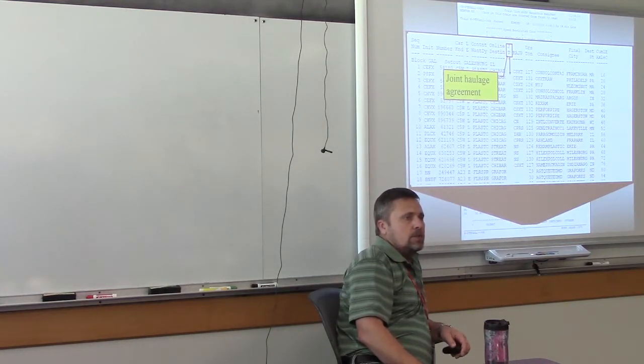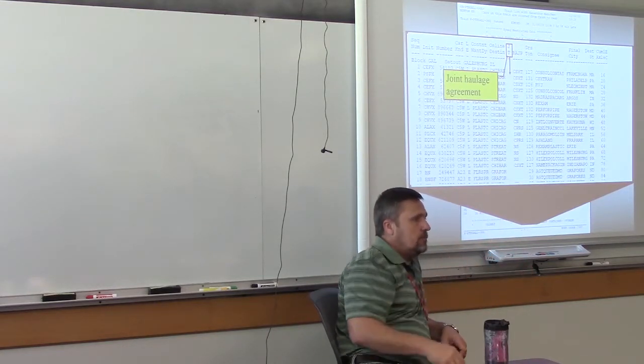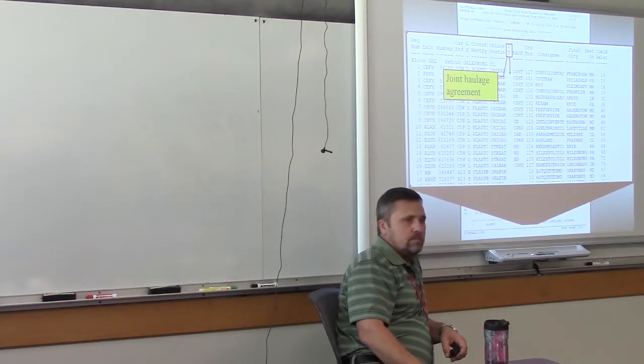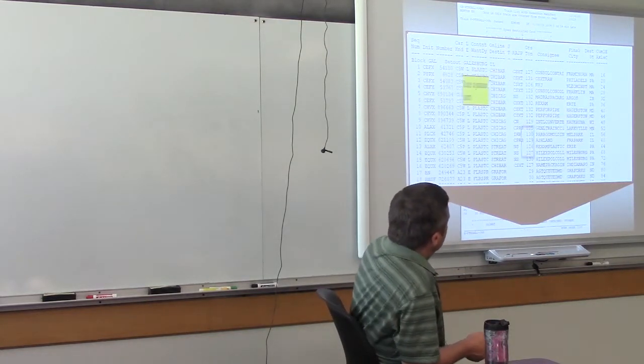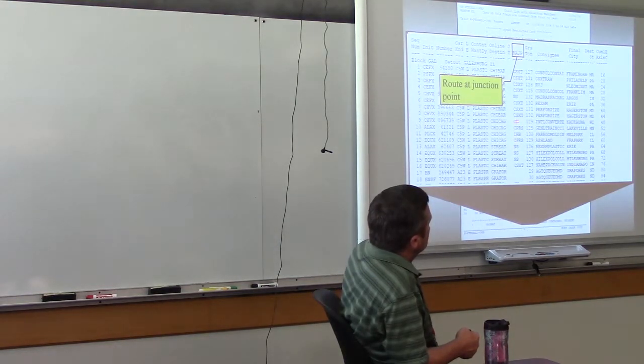And what happens when New York ships their product is the UP might have a joint haulage agreement with another railroad, say the NS. So the NS is the one that gets this from New York. And they wiggle around, you know, all the way around. And when they get to Memphis or somewhere at an interchange point, that's where the UP takes it over. Route at junction point. These are all railroads. CSXT, Norfolk Southern, I forget what these are. They're actual railroads though, short lines. Canadian National, so forth and so on.